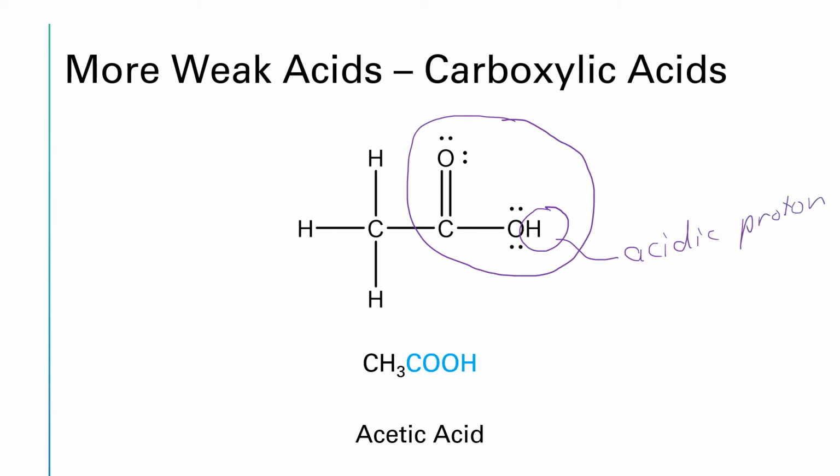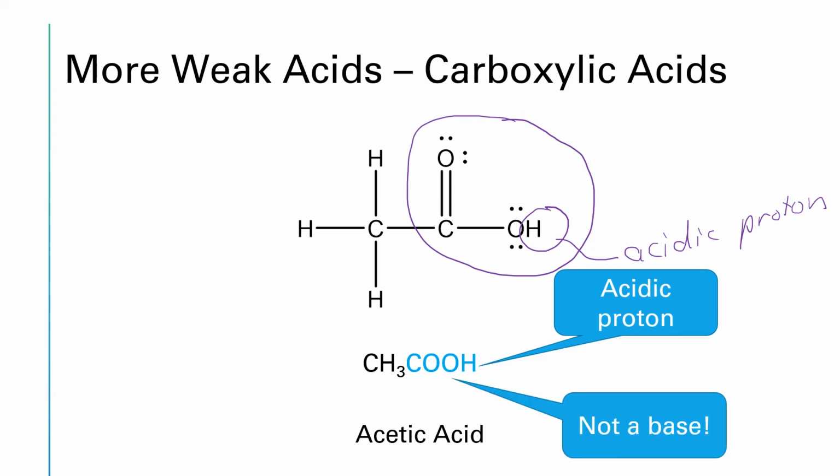All of the protons that are directly attached to carbon, these other three on the left side of the molecule, they're not going anywhere. They are not going to ionize. So when we write the formula for this compound, we're going to write the first carbon with what's attached to it, which is CH3, and then the second carbon with everything that's attached to it, which is the COOH. And again, the only acidic proton in this molecule, which is acetic acid, will be that proton that's attached to the oxygen.